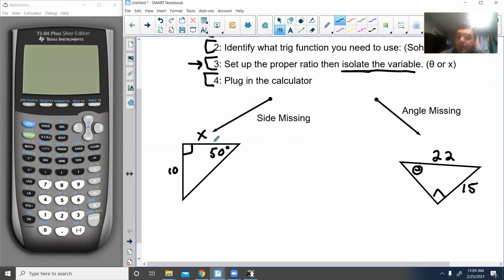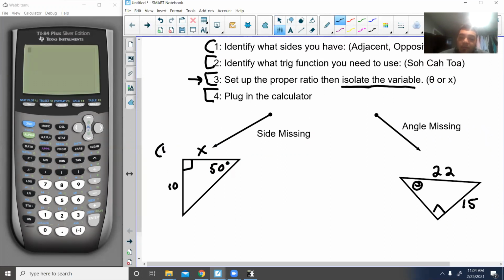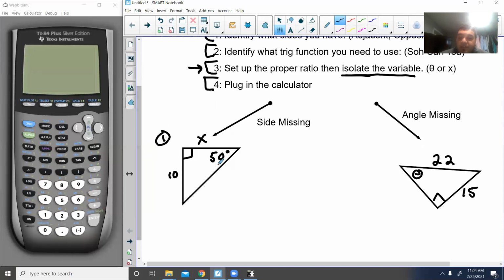So number 1, step 1 on the left: identify what sides you have. Now, what sides you have is based off what angle you have or are missing. In this case, I have the 50-degree angle, so I'm going to use the 50-degree angle. Over here, this is across the room. Think about it, you're in one corner of a room and you're looking across to the other side. So this is your opposite. This one right here is next to your angle, like you could touch the wall on your right. That would be your adjacent.